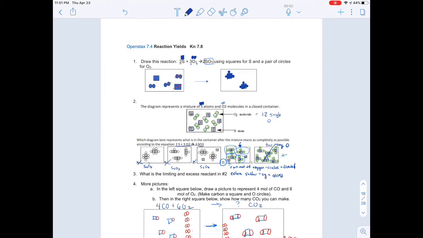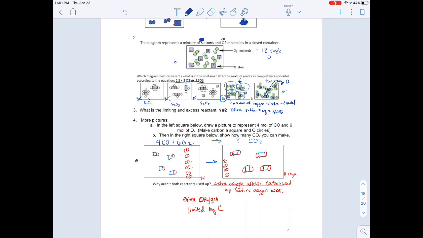This was explaining the ideas of limiting and excess reagent. We're going to look at this one down here. We used circles to be O's, and the C's were squares. And so we had a total of 4 COs, so you can see square circles on these. And then we have 6 of the pairs of O's. And then we want to know how many CO2s you can make.